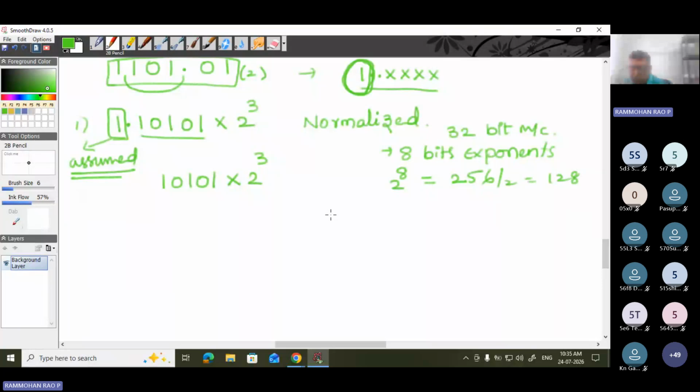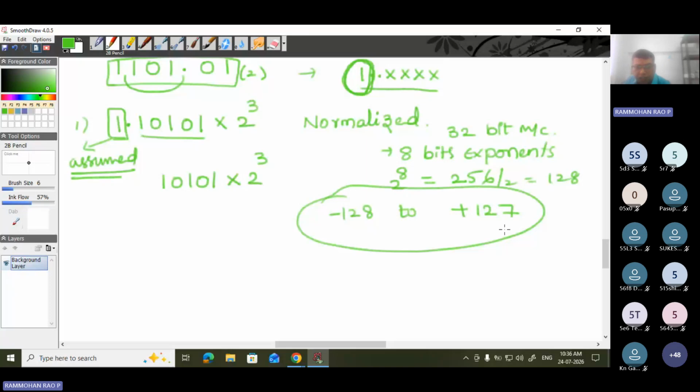So what are the possible exponents? Minus 128 to plus 127. Because there is a 0 in the middle, I end up at 127, not at 128. So friends, these are the possible exponents allowed in a 32-bit machine. Minus 128 to plus 127 is the possible exponent range that is allowed in a 32-bit machine.